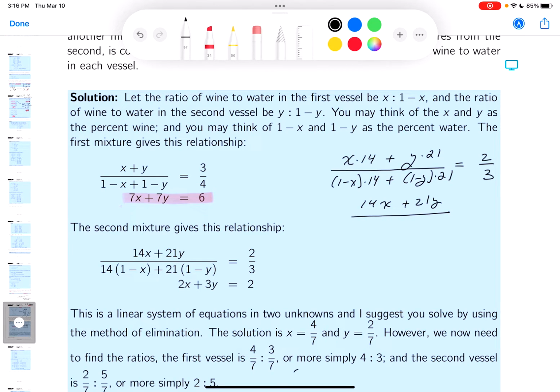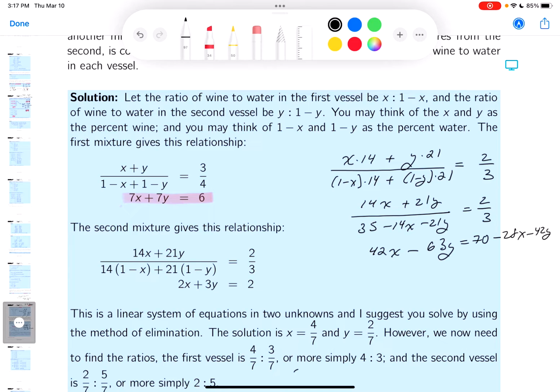And what do you get there? You get 14 and 21. That's 35. Then you get minus 14X minus 21Y is equal to 2/3. I'm going to simplify. 3 times 14 is 42X minus 63Y equals 70 minus 28X minus 42Y.